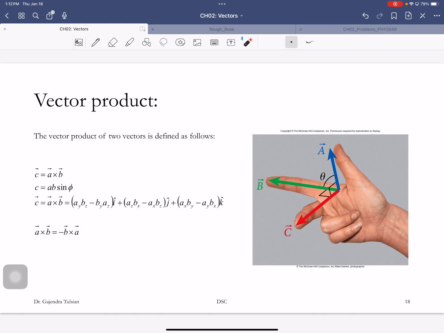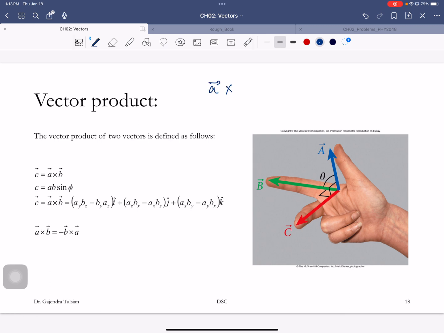Vector product. Okay? So now the result will be a vector. All right, so what we're going to do is multiply these two vectors, A and B. Since the result is a vector, let's call it C. And here's the definition.